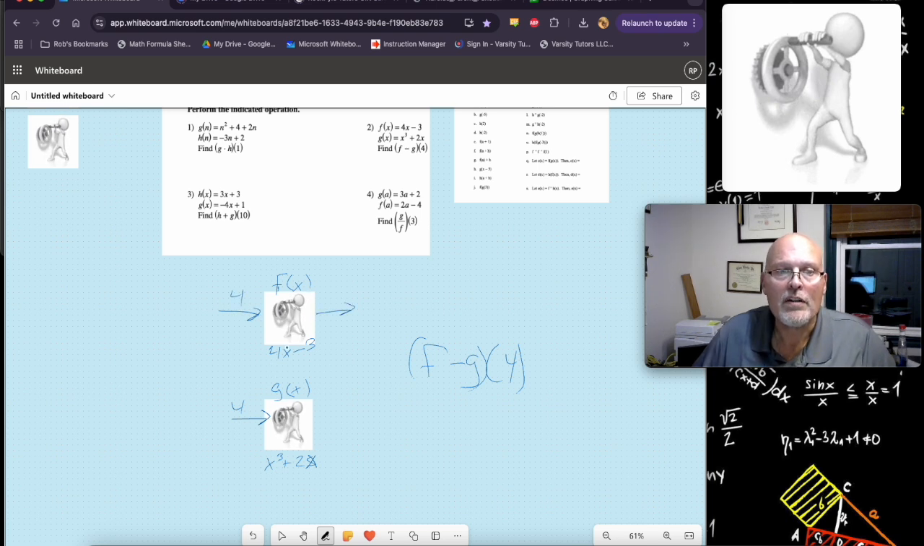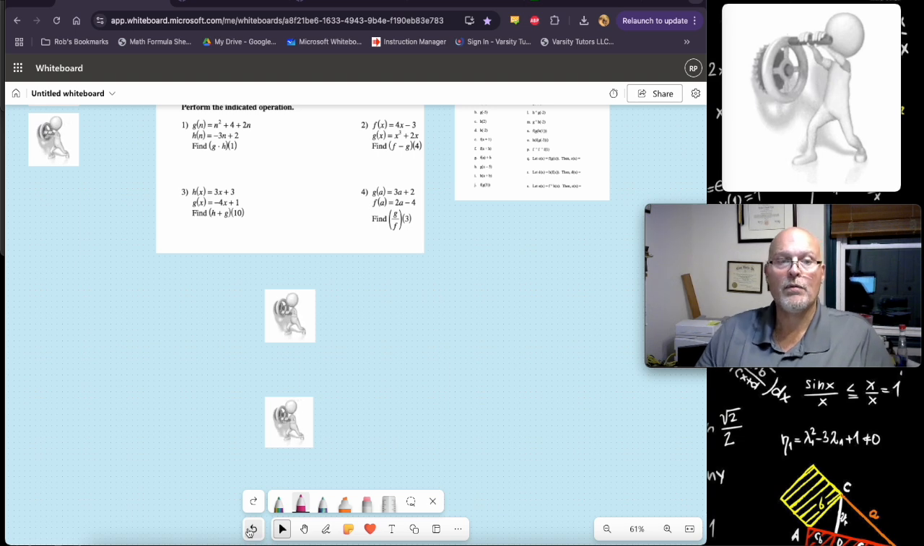And this output is going to be 16 minus 3, or 13. And this output is going to be 4 cubed, which is 4, 16, 64, plus 8 is 72. Okay, and f minus g of 4 is negative 59. Good. Okay, the next one we're going to be doing is an addition problem.